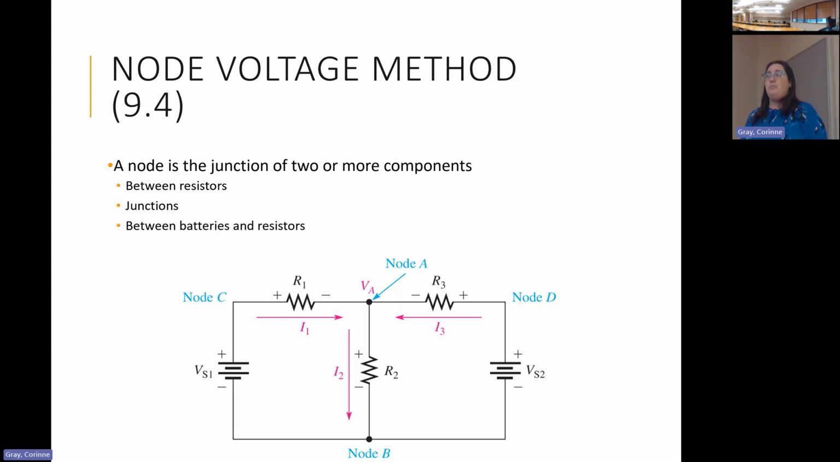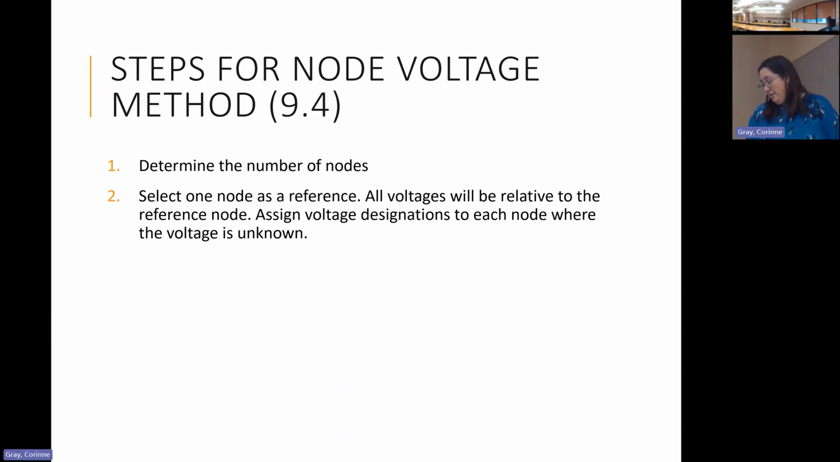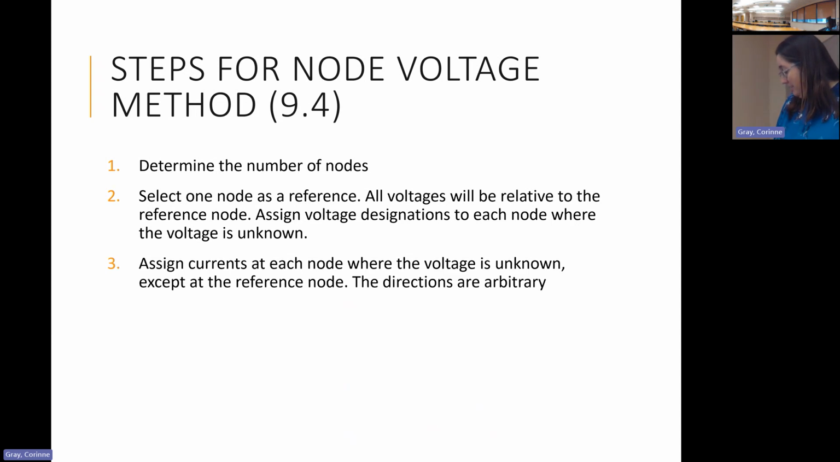Typically, this will be done at a place where we don't want values. But right, so determine the number of nodes. Set one node as a reference. All voltages will be relative to this particular one. Assign currents at each node where the voltage is unknown. So you'll have to go through and have all of your different currents.